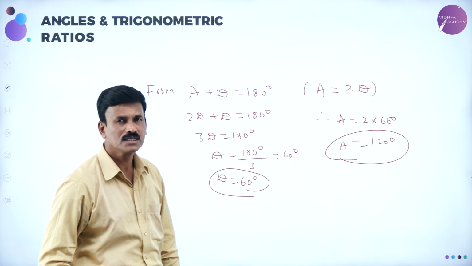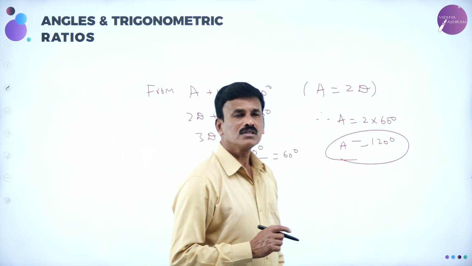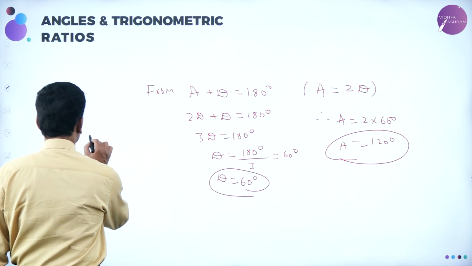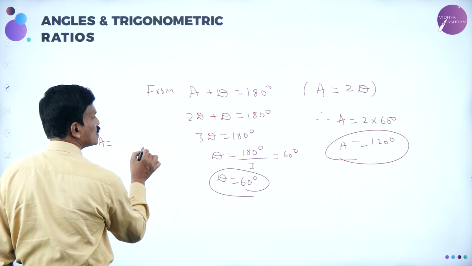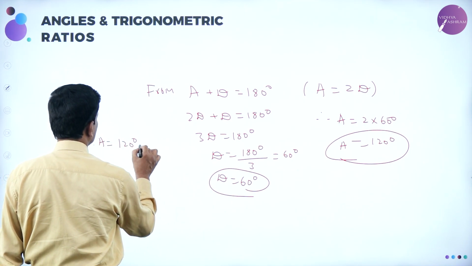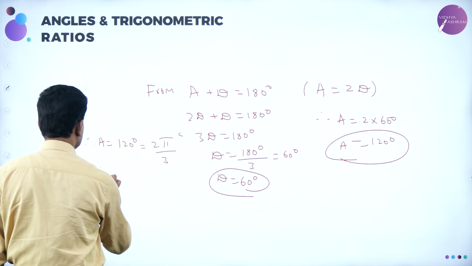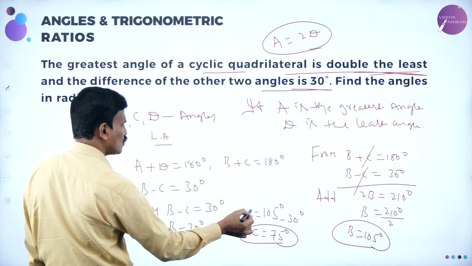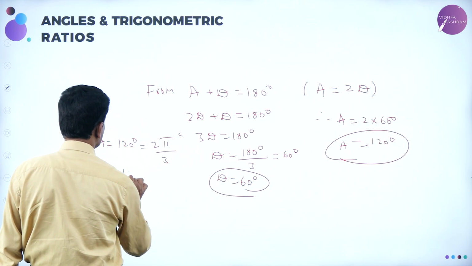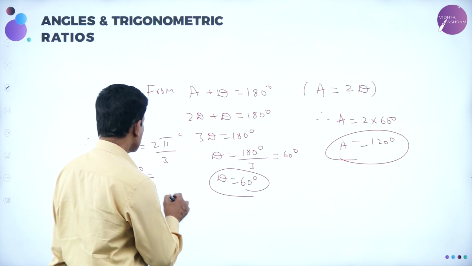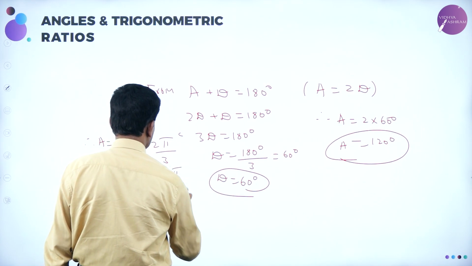That's it. Hope you followed. Now, let us conclude this. What is A? A is equal to 120 degrees, which can be written as 2 pi by 3 radians. What is B? B is equal to 105 degrees. 105 is equal to 7 pi by 12 radians.